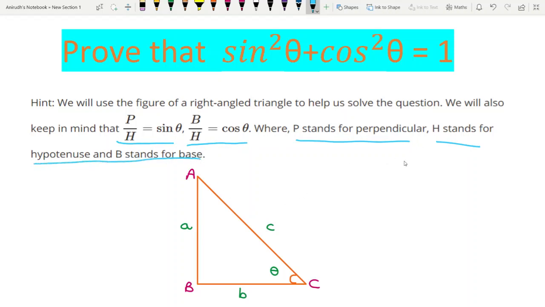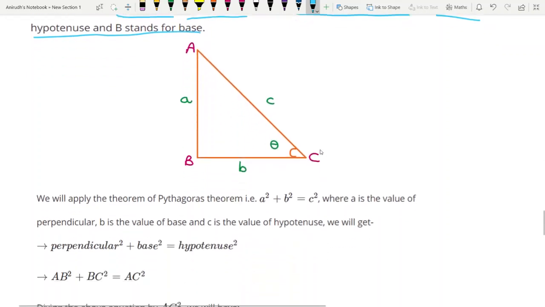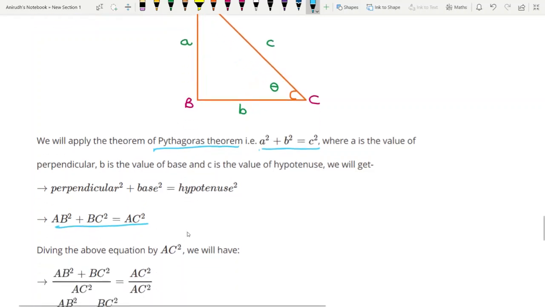So, this is our figure for proving this identity. The side BC is the base, AB is the perpendicular and AC is the hypotenuse. So what we will do is apply the Pythagoras theorem in this right angle triangle, which gives us A square plus B square is equal to C square. We will put the values of A, B, C in terms of AB, BC and AC here.